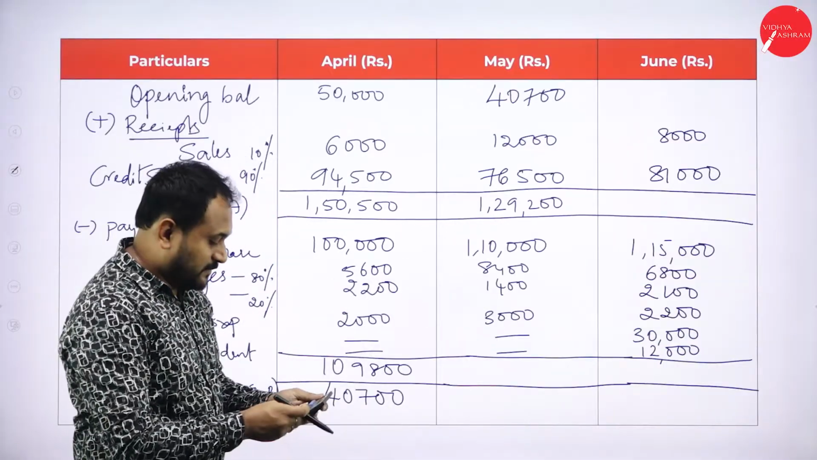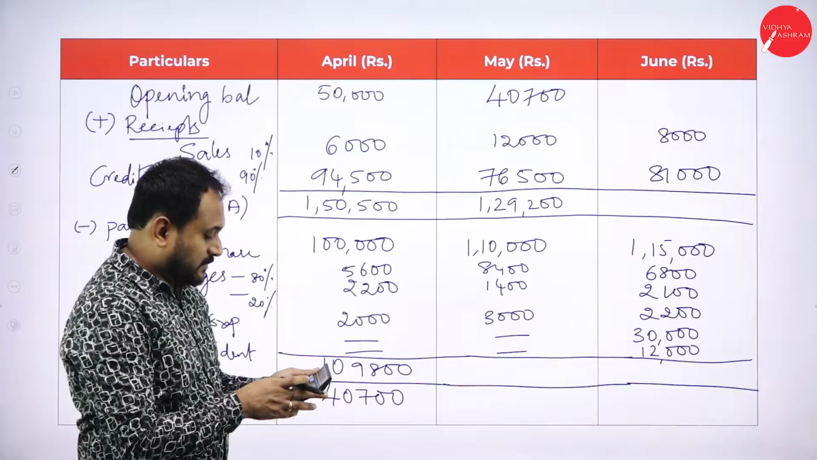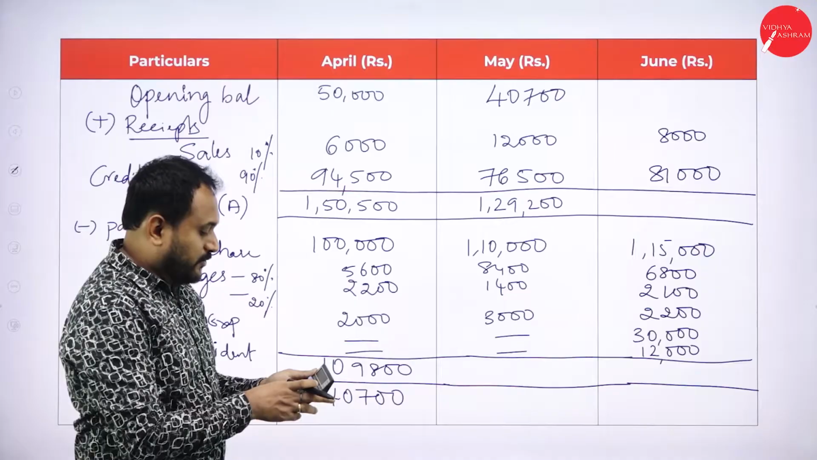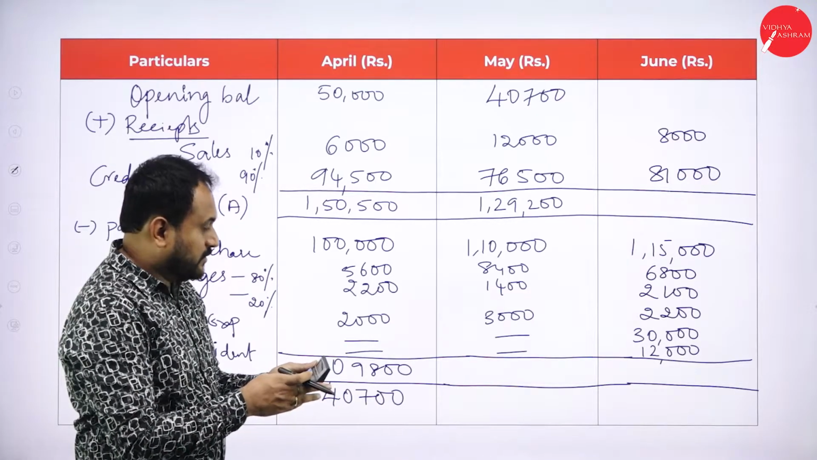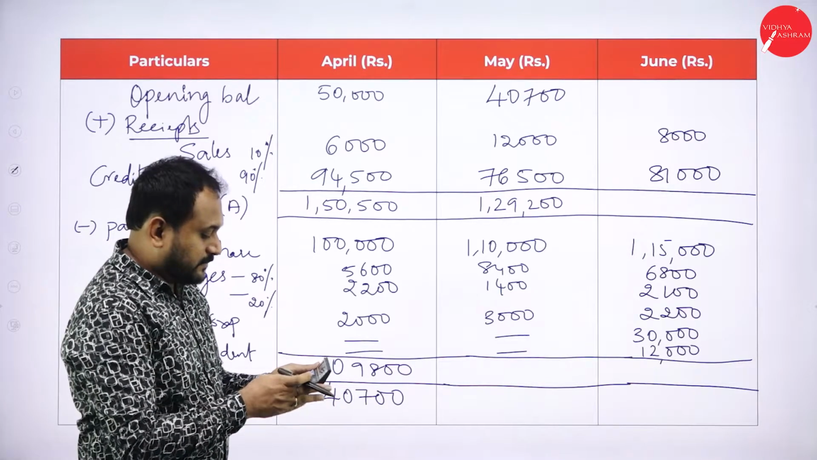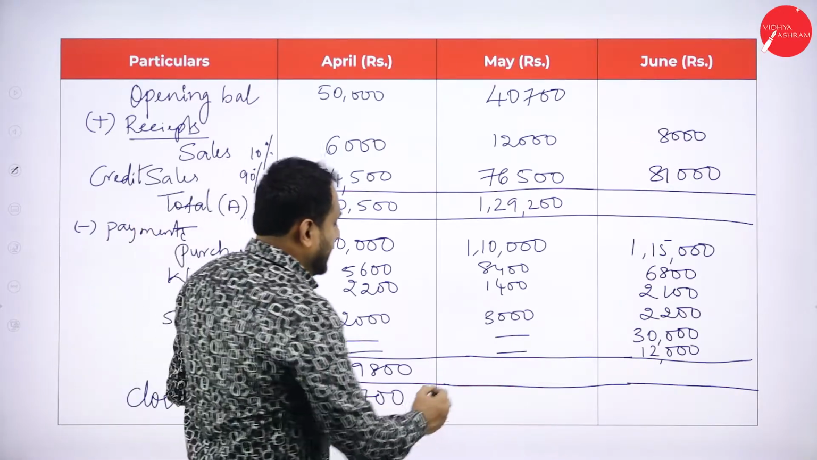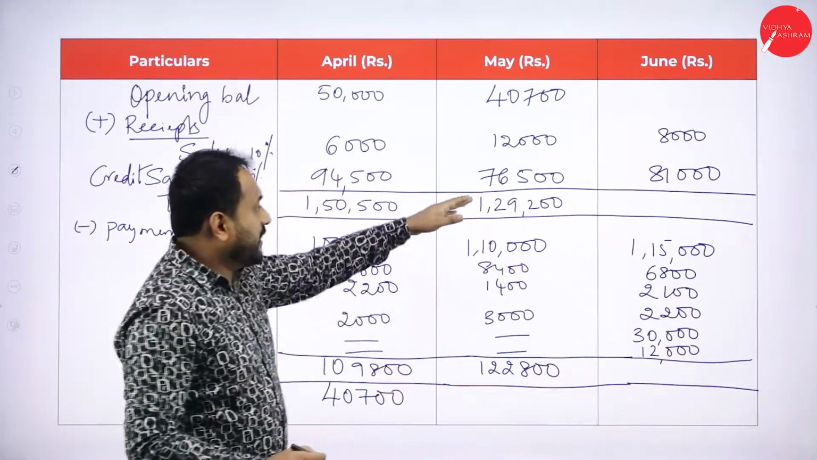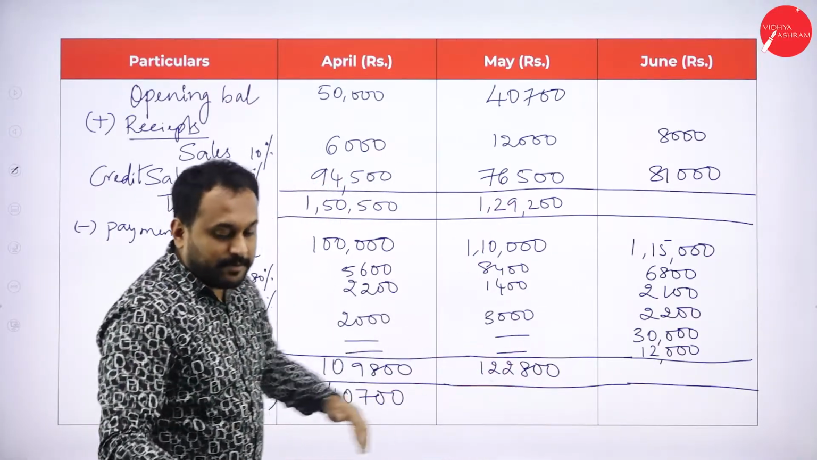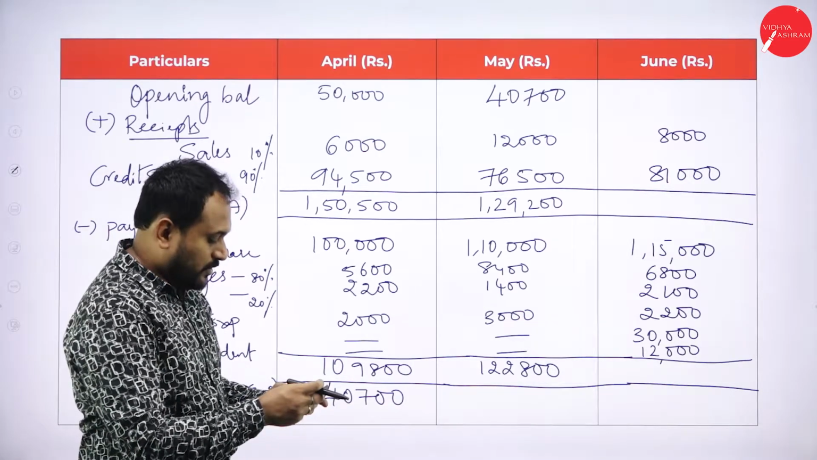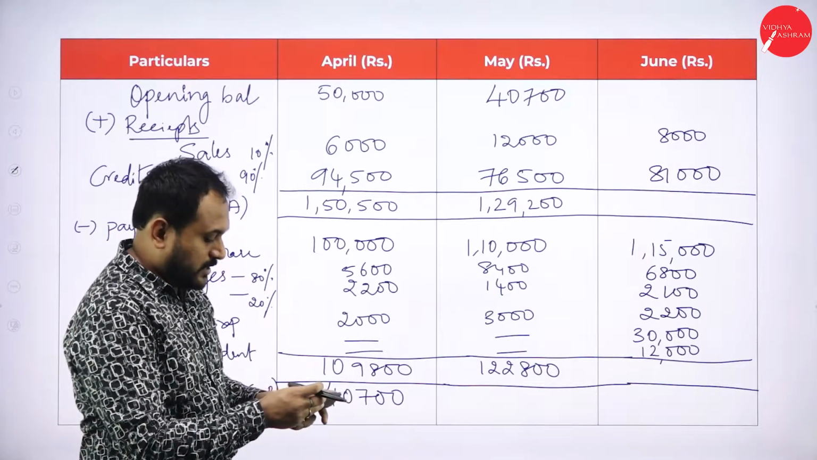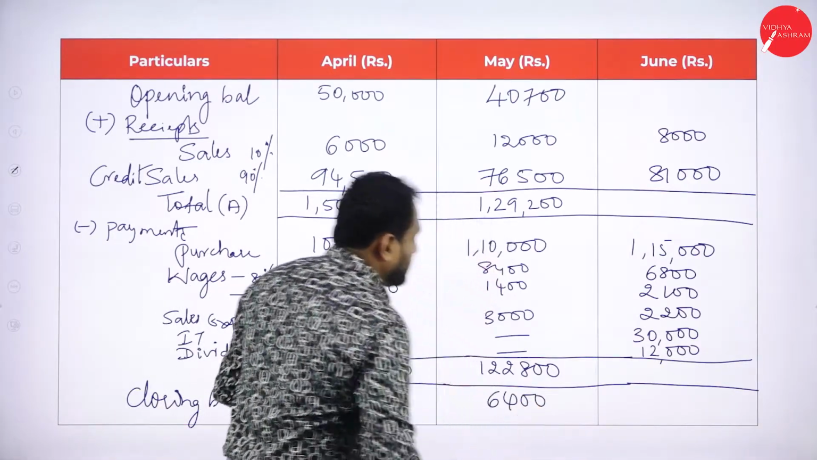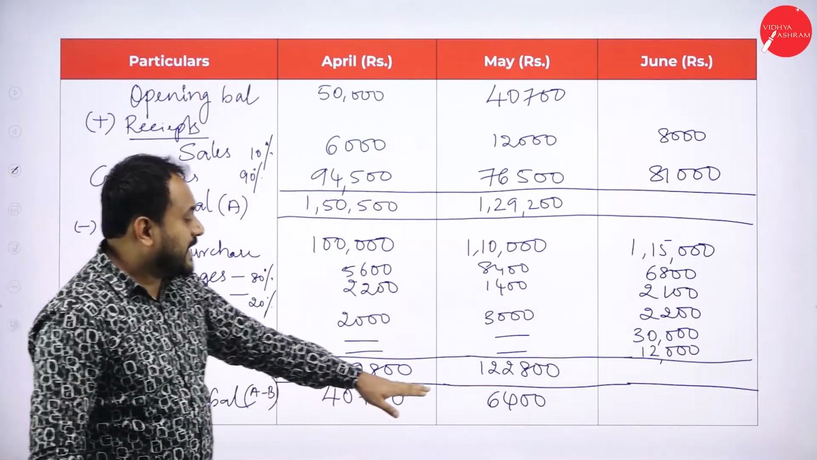Now I need to calculate this. 1,10,000 plus 8,400 plus 1,400 plus 3,000. 1,22,800. Again, A minus B, that will be my closing balance. 1,29,200 minus 1,22,800. So I got here 6,400. 6,400 is what I have got.